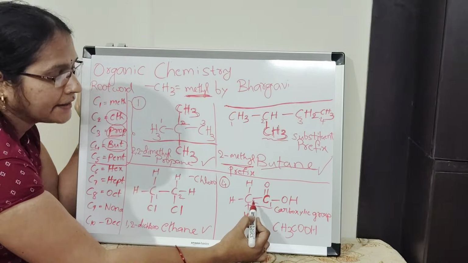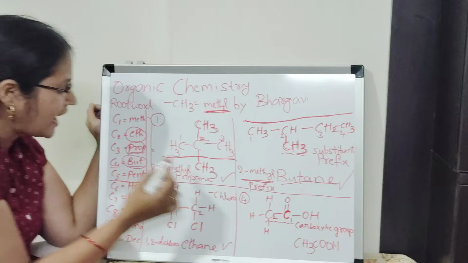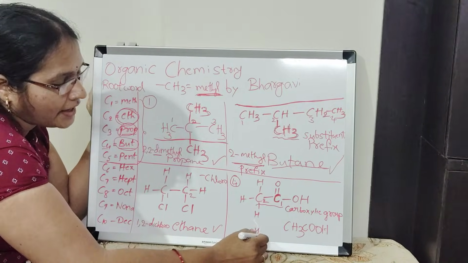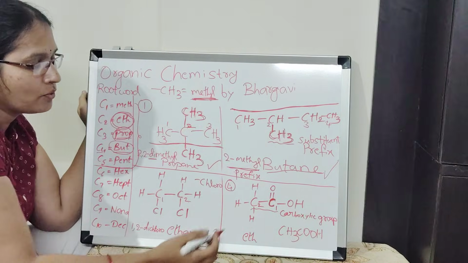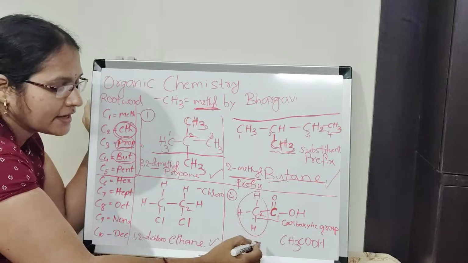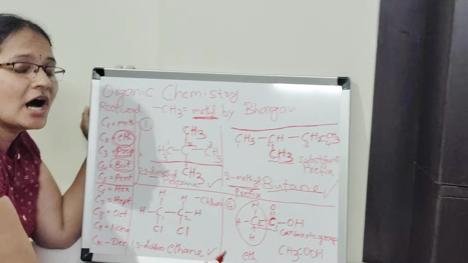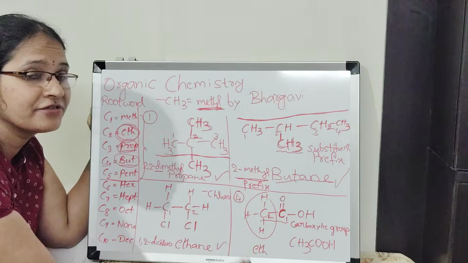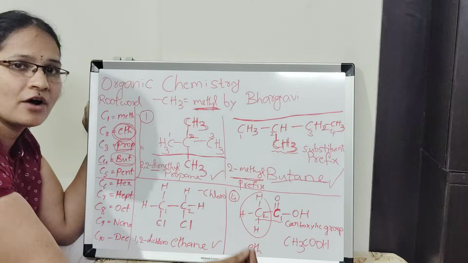So 2 carbons are there. As usual, we use the root word eth. Is there any substituent? No, only the functional group is present. So related to this carbon, I can call it eth. And whenever a functional group like the carboxylic group is present, we have to write it as a suffix. Suffix means at the ending of the name.